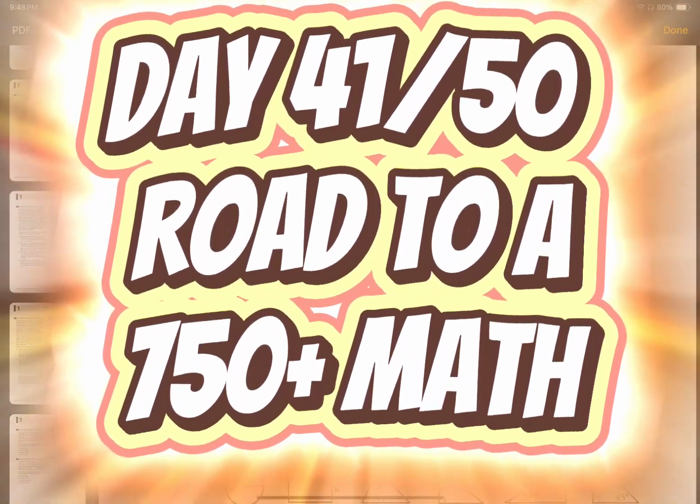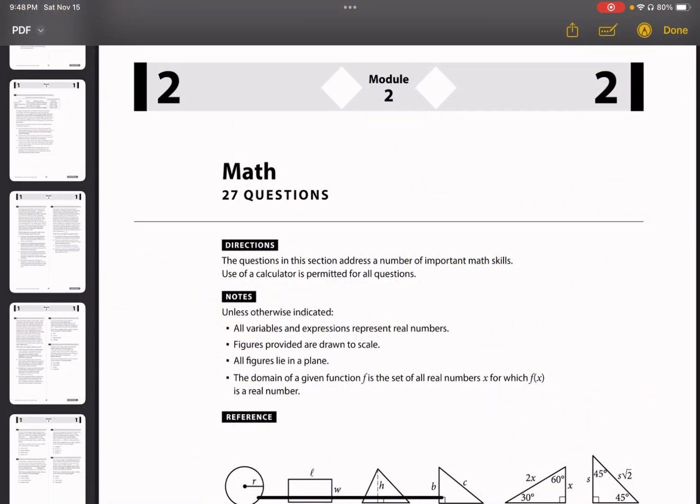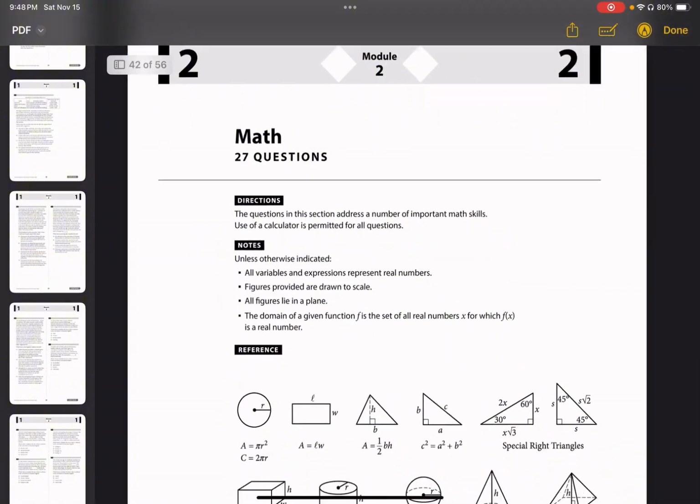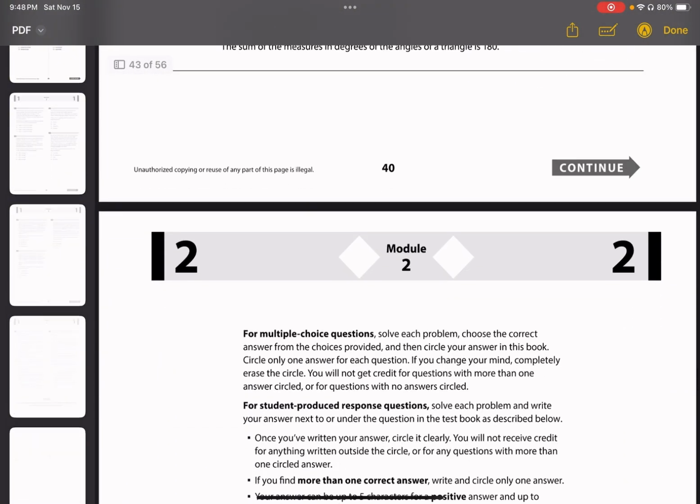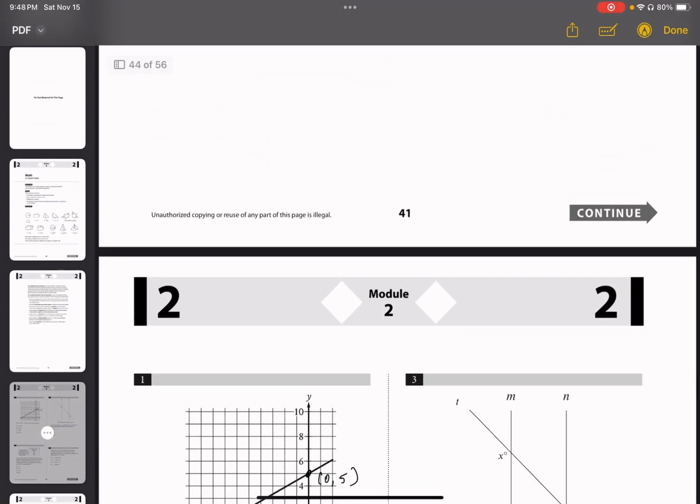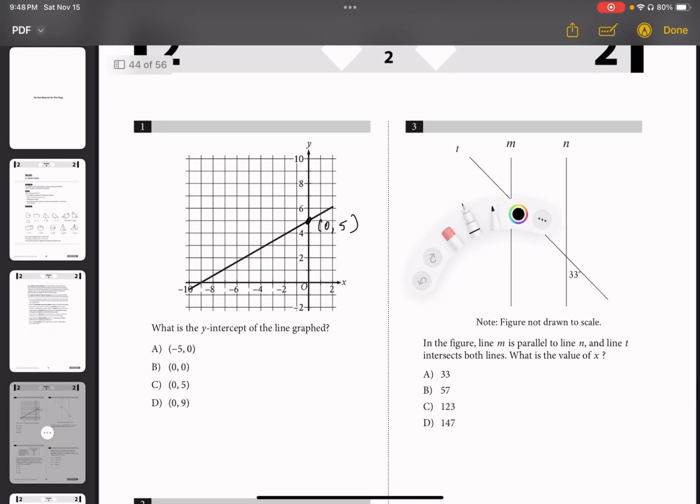Welcome back, everyone. Today we're going to be continuing the practice test number 8, starting with Module 2 of the math section. So we're going to start straight away over here with question 1. I already have the point labeled for you guys. So we have, what is the y-intercept of the graph? And looking at our y-intercept, when x is equal to 0, y is equal to 5, so 0, 5 is your answer.